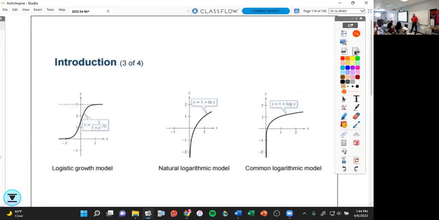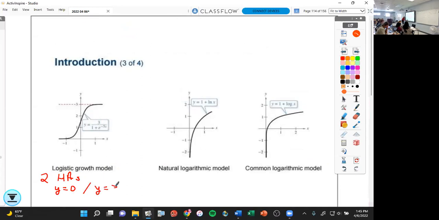Logistic growth model. Has 2 asymptotes, 2 horizontal asymptotes. Okay. We have y equals 0 and y equals 3.